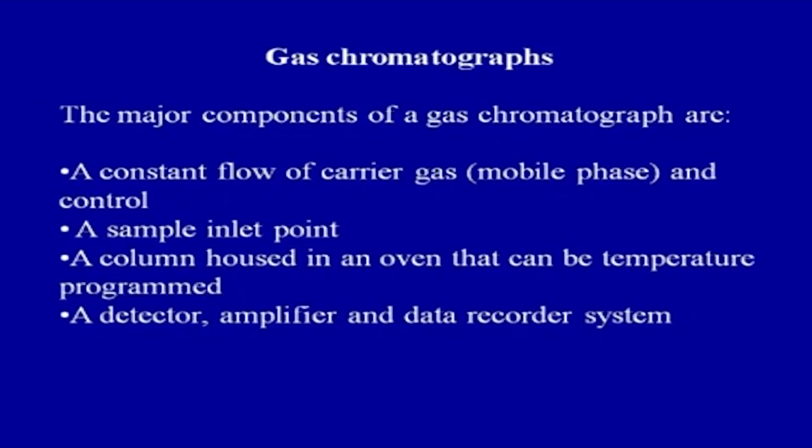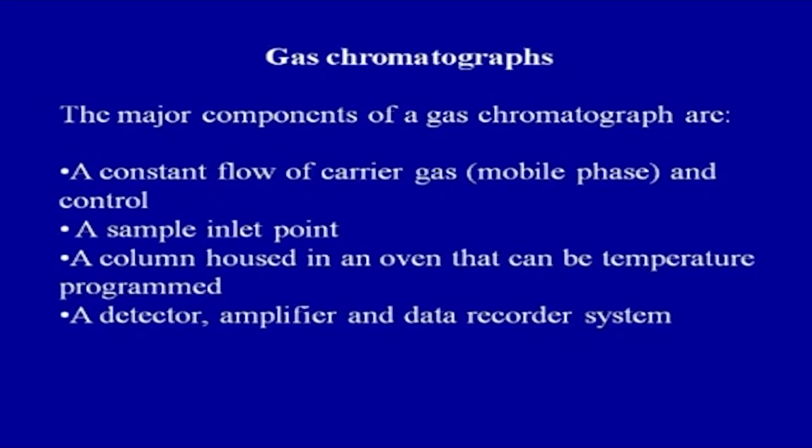Now, gas chromatography equipment is a little different from normal chromatography equipment. The major components of a gas chromatograph are a constant flow of a carrier gas, that is the mobile phase as we have discussed, and you have to control the flow rates of that carrier gas through different valves and flow meters. There should be a simple system of introducing the sample into the gas flow and then into the column. So, there is a sample inlet point which is very important.